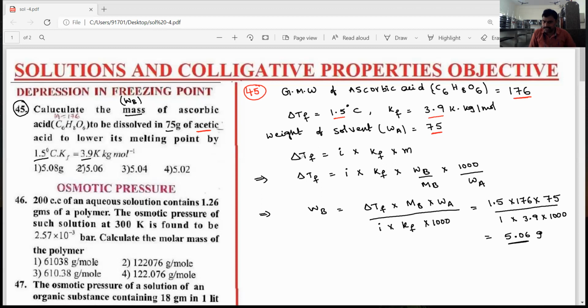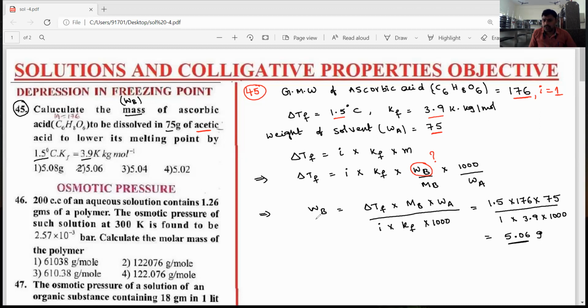We know very well, dear students, delta TF is equals to i into Kf into molality, and molality is nothing but weight by gram molecular weight of solute into 1000 by weight of solvent. From this we need to find out WB. Ascorbic acid's Van't Hoff factor i is equal to 1, because it does not dissociate and it does not associate. Ascorbic acid is nothing but vitamin C. So its i value is 1.